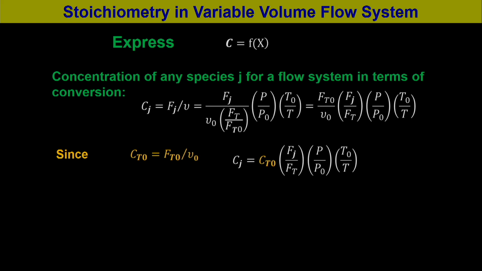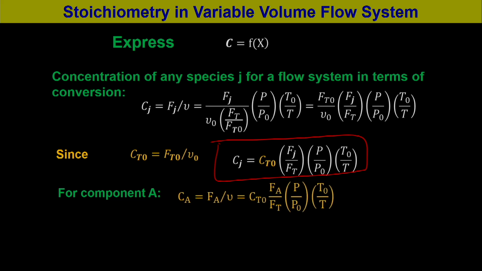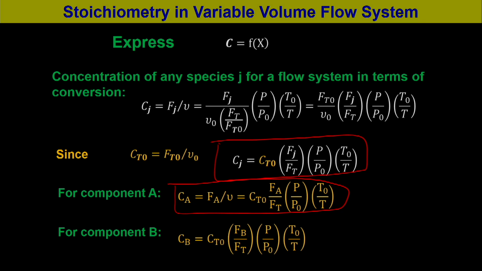So, this expression of concentration is for any component J. Now, if we write for component A, this relation would be C A equal to F A by V, which from here would be C t naught F A by F t into P by P naught into T naught by T. So, this is the equation of C A. Similarly, for component B, we can write C B equal to C t naught F B by F t into P by P naught into T naught by T. So, we have the relation of C B as well.